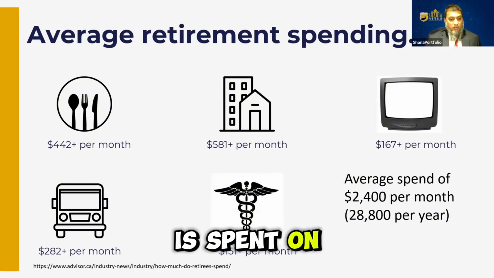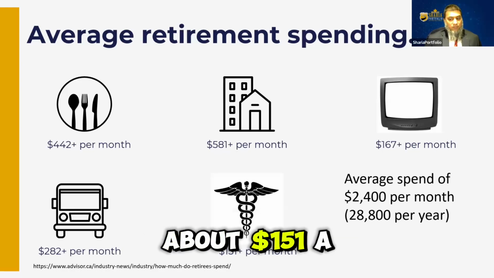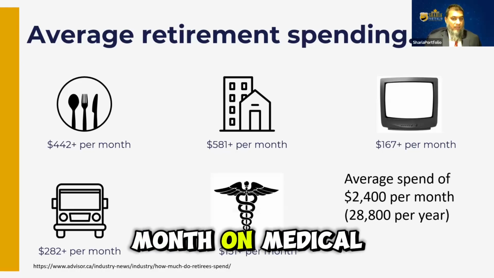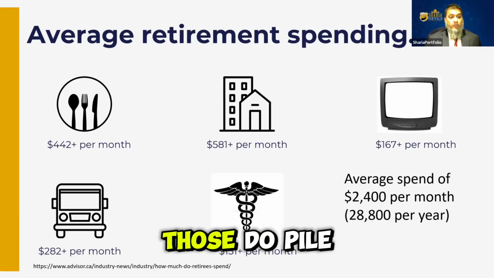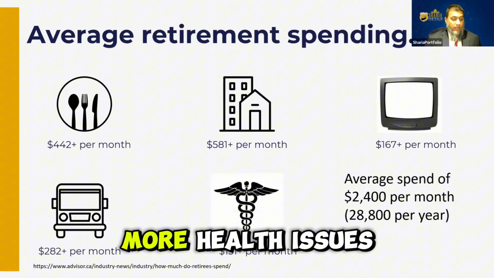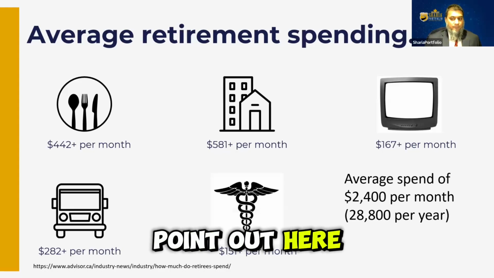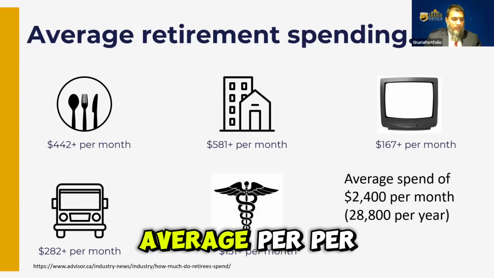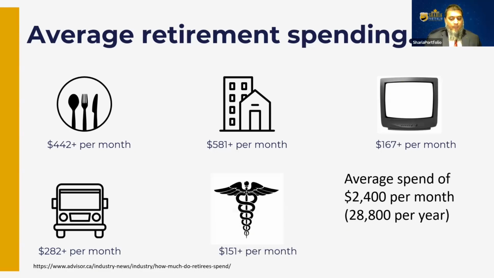$282 a month is spent on travel. And on average, about $151 a month on medical or health-related expenses. Those do pile up a little bit more as we get older and experience more health issues. Now, a couple of things I want to point out here. This is the average for the average Canadian who's 65 plus.